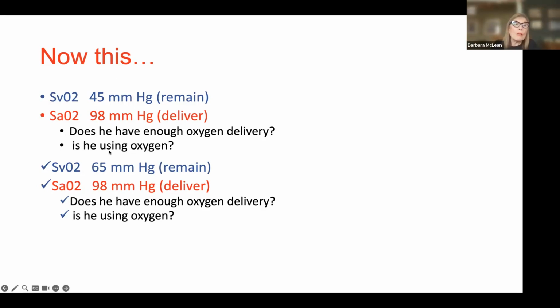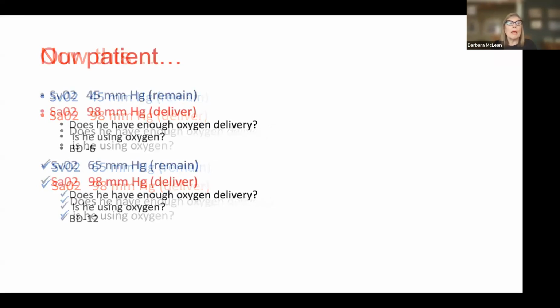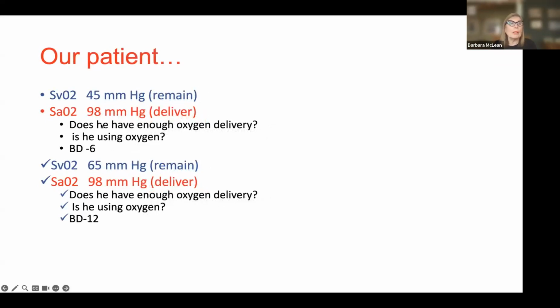Okay. Over here, you're saying, oh, look, this patient looks pretty good. His SvO2 is 65 and his arterial sat is 98. Well, I think he looks okay. I'm going to report how great this is to my physician. However, you didn't have all your information. So here we are: SaO2 98, SvO2 45, base deficit -6.